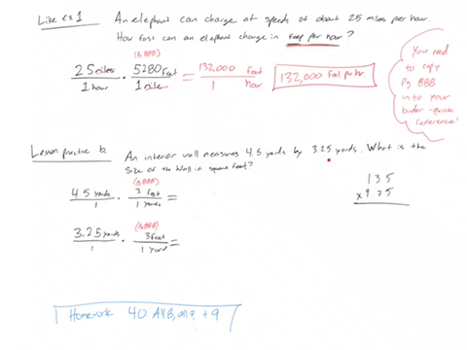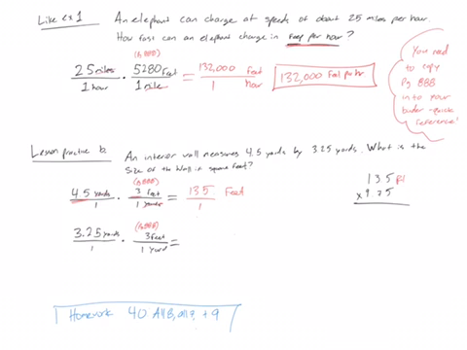And since I'm wanting to change this into feet, I'm going to put my feet on top and my yards on the bottom, so that way my yards will reduce with each other. I'm going to end up with something that's just feet. So I'm going to say 4.5 times 3, which is going to give me 13.5, over 1 times 1, which is 1, and it'd just be feet. So 13.5 feet.